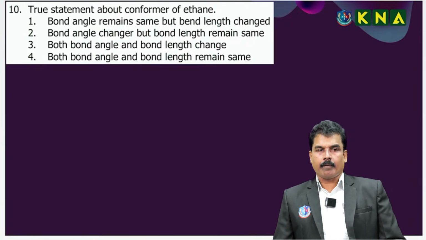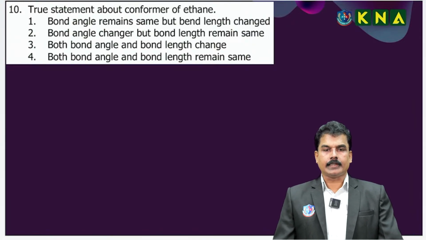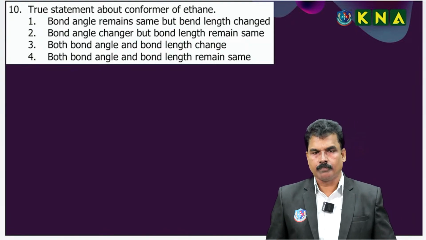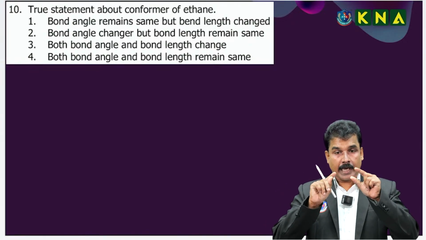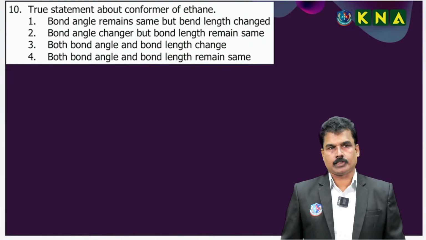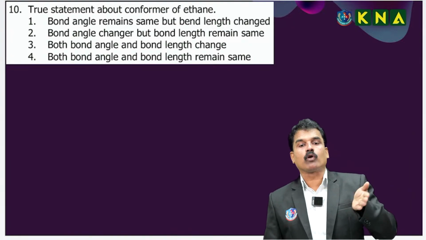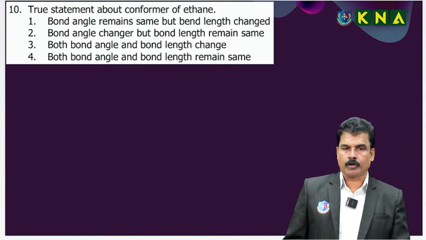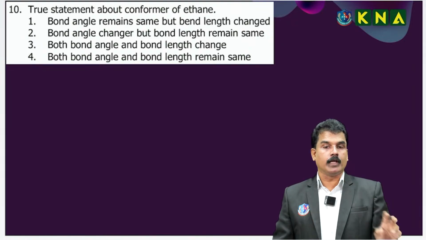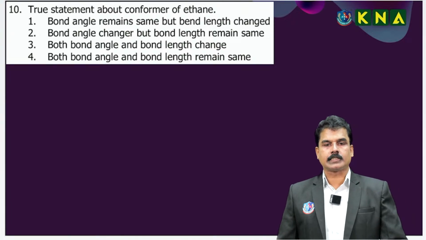What is the true statement about a conformer of ethane? Ethane, a hydrocarbon, has one more type of isomerism, conformational isomerism. What is conformation? It is the change in configuration due to free rotation about the carbon-carbon bond. Due to free rotation, we get a number of isomers, and that is called conformation. From these, we consider two of them as extremes, named the eclipsed form and the staggered form.